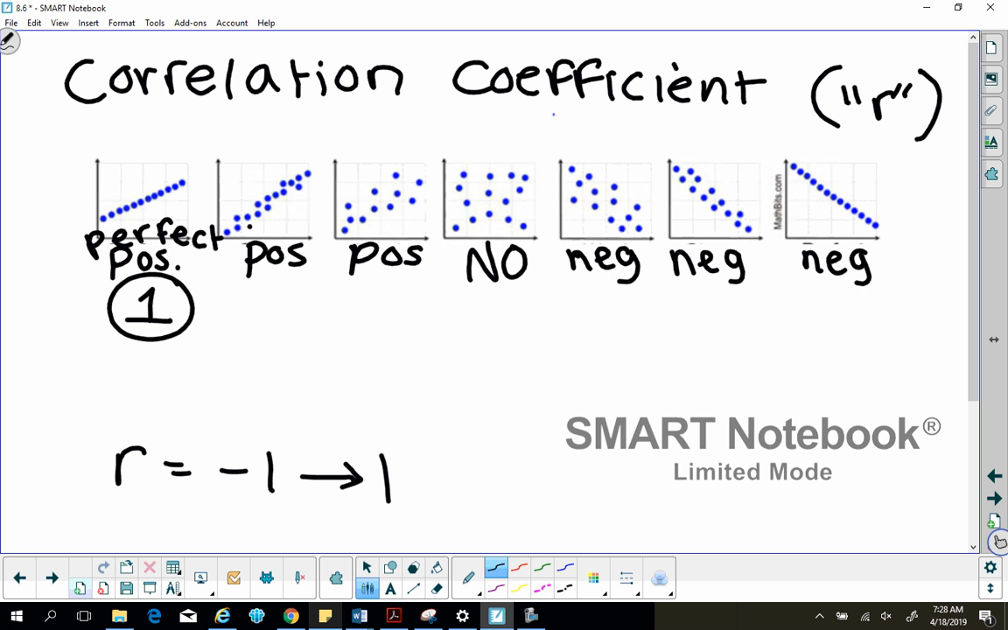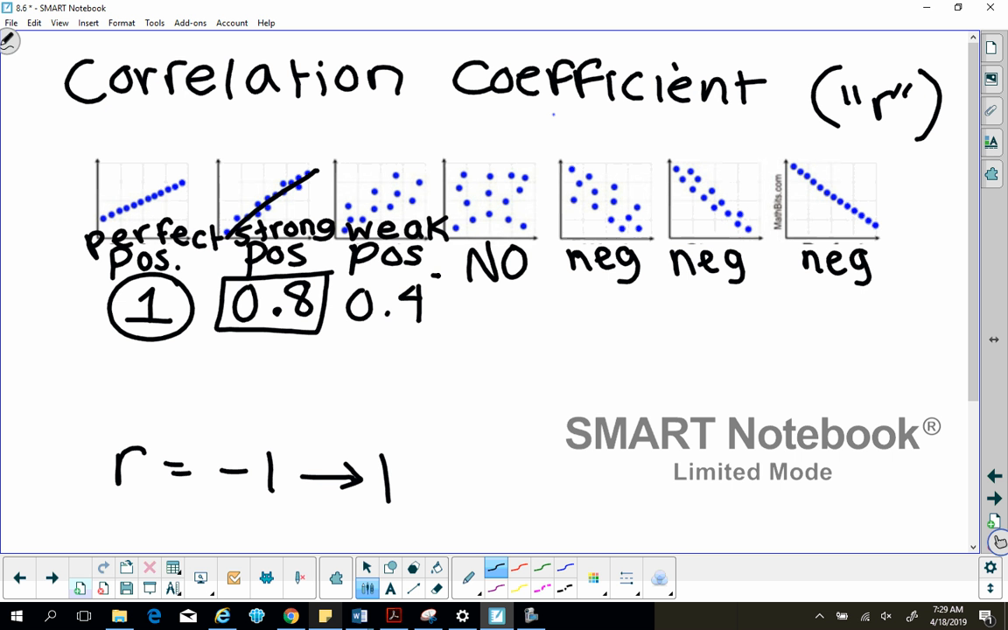This one right here would be a strong positive correlation. So when I draw a line, they're pretty close to the line, but they're not perfect. This one could be like 0.8. So 0.8 indicates that it's positive and it's strong because it's above 0.5. It's like if it's above 50 cents, you know that it's strong. This one would be a little bit weaker. So I'm going to call this a weak positive. That's because the dots are more spread out. So weak positive could be like 0.4. Since it's below 0.5, I know it's weak.